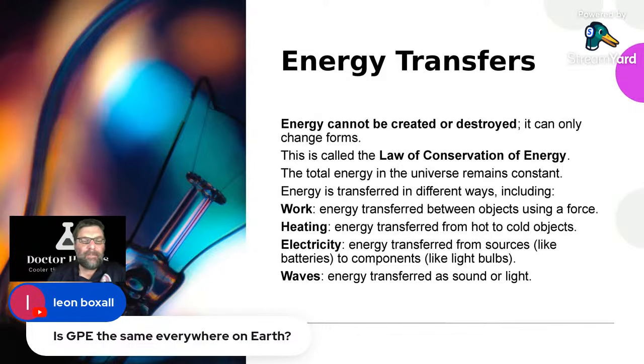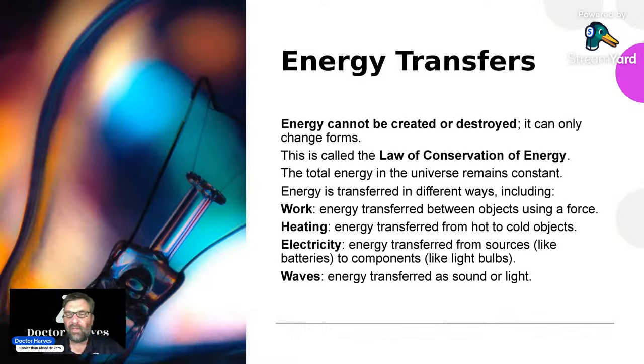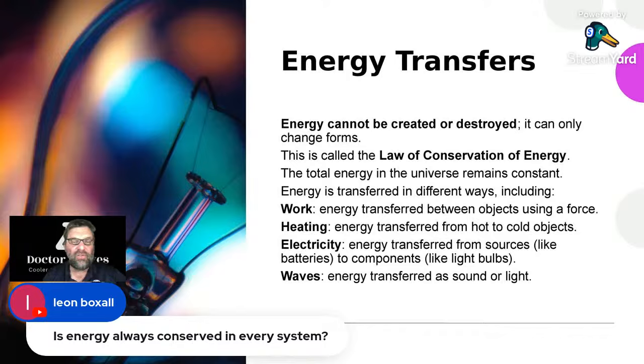And is GPE the same everywhere on Earth? For level 1 physics, yes, it is, because the gravitational field strength will be given as your 10 newtons per kilogram, even though in reality it does actually change. So in Blenheim, in lab 1, it's about 9.83, but in the exam you just say it's 10. Okay. Is energy always conserved in every system? Only in a closed system, and that's the only system that you have to worry about. Okay, cool. There we go.